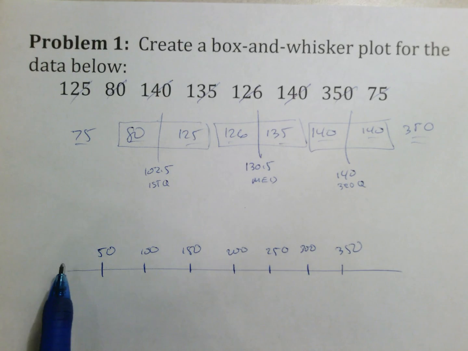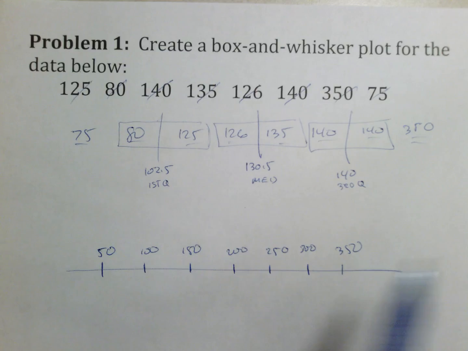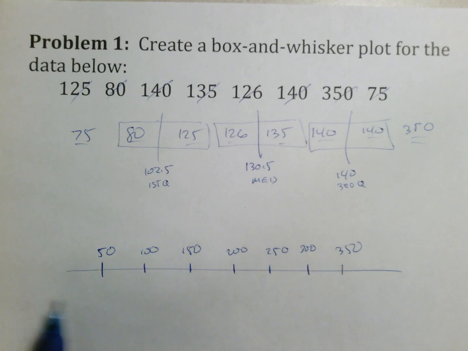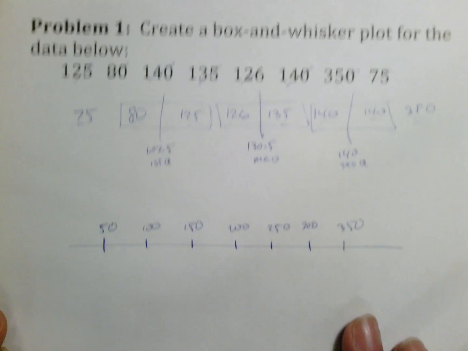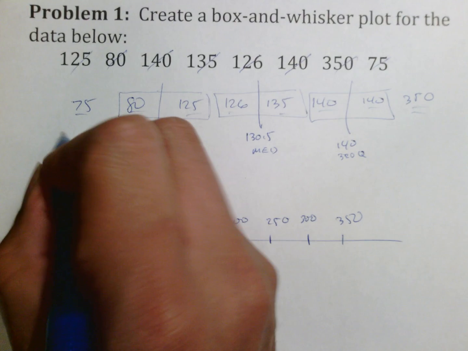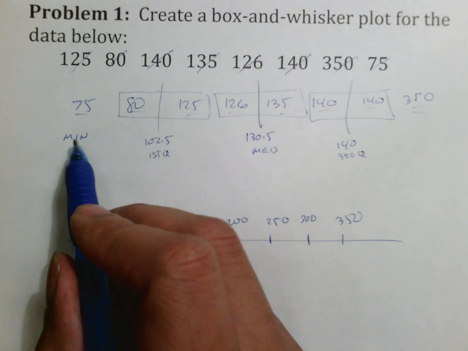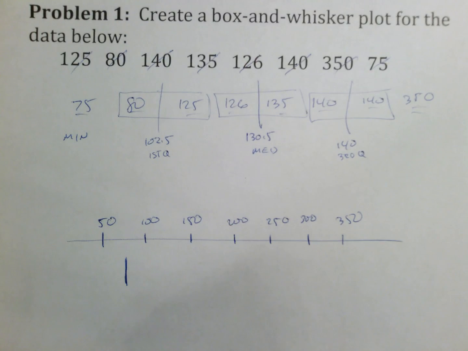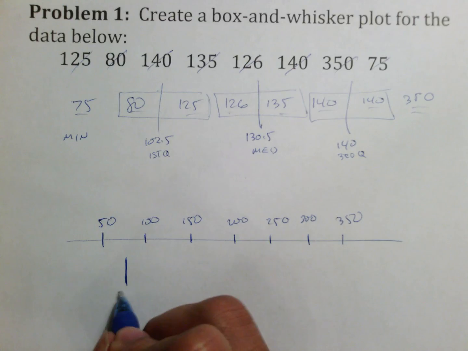You just need to make sure your graph has the range of everything in it. And again, my smallest number is about 75, my highest number is 350, so this catches everything. And everything else is kind of like an approximation. So 75 we know is your minimum, because remember we start with the minimum, the lowest point. So what I would do is just put a mark or a line where 75 would be, and I would label that as 75.